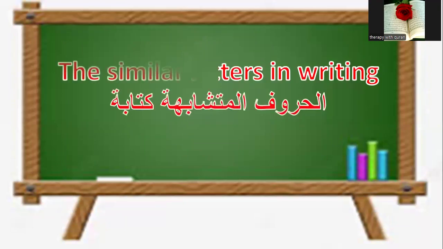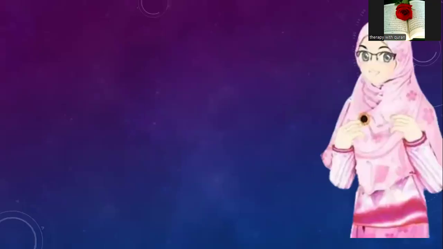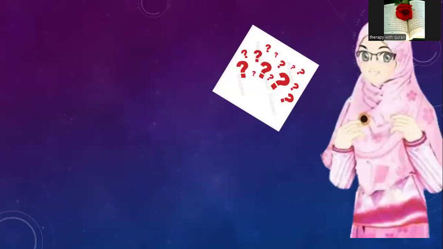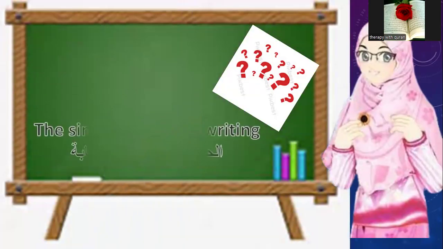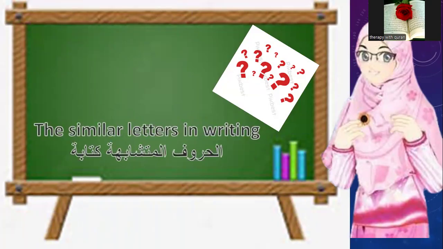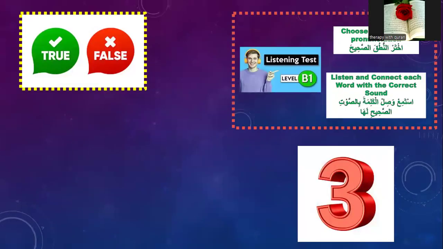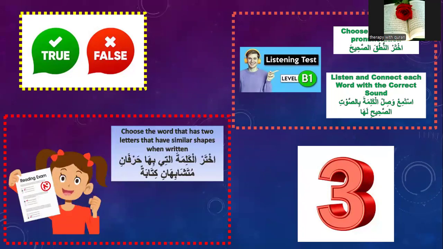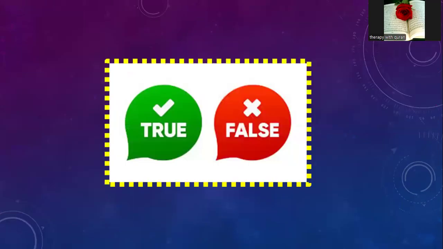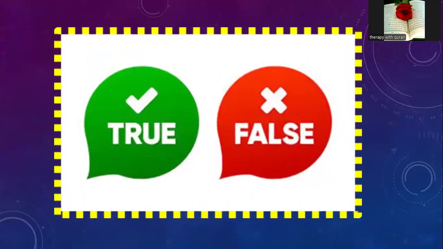The second test is the similar letters in writing. I will test your knowledge and we will do exercises together about the similar letters in writing. I will ask you three questions. Number one, true or false? Number two, test your listening skills. Number three, test your reading skills. Let's start with number one, true or false.